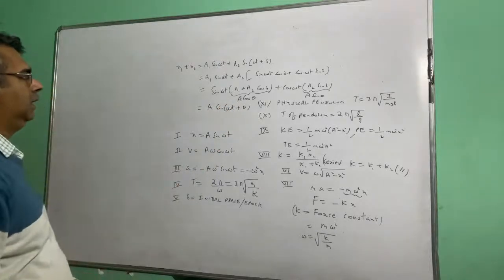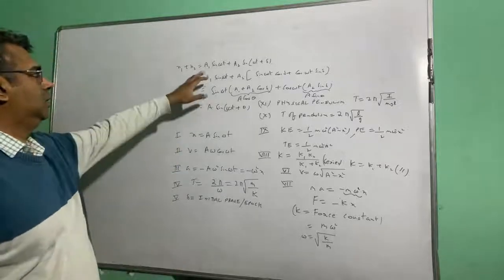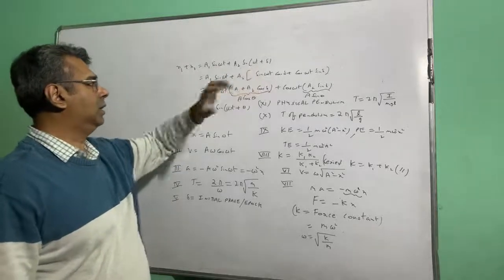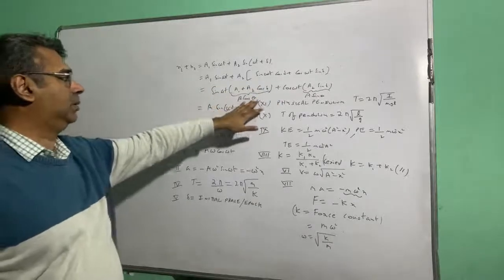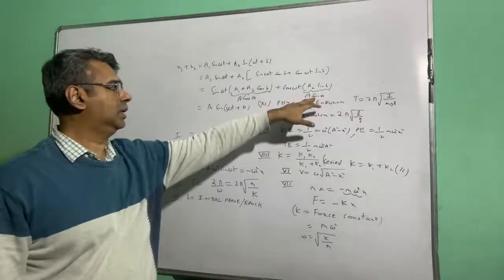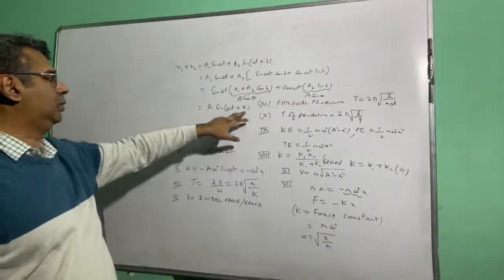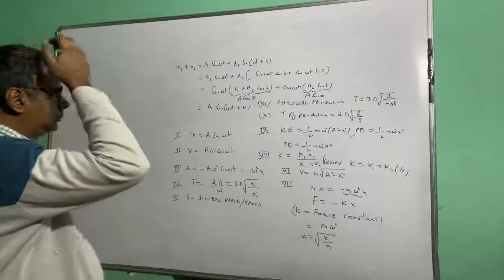I am repeating again. The particle is having two simultaneous simple harmonic motions, a1 sin omega t and a2 sin(omega t plus delta). I have expanded it, then took sin omega t common, and cos omega t like this. So this whole thing is a cos theta, and this whole thing is a sin theta. So a sin(omega t plus theta) is x1 plus x2.